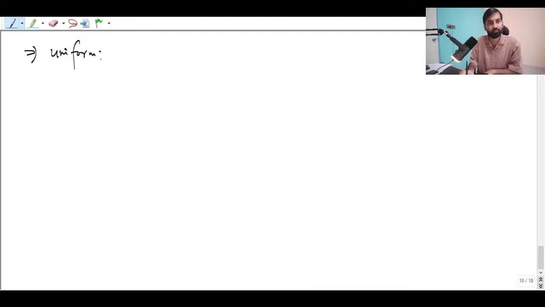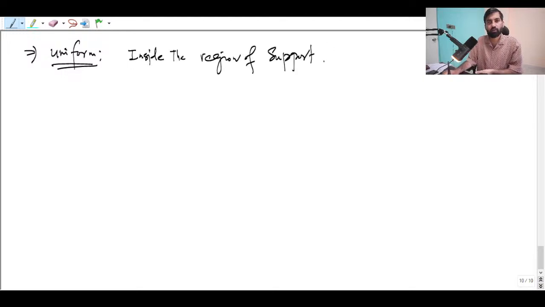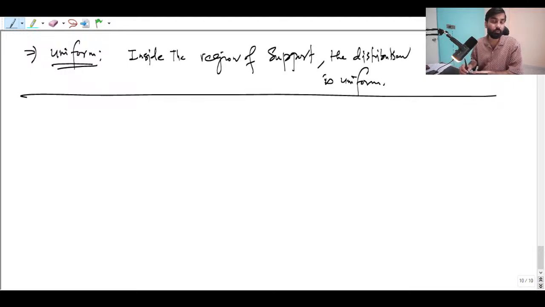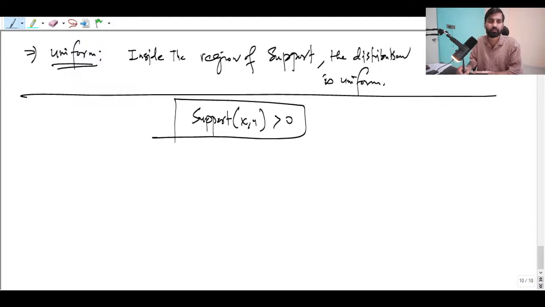यूनिफॉर्म को मतलब क्या है? Inside the region of support, the distribution is uniform. Okay, and the support must be always positive, right? Support ऐसा हम लिखते हैं, support x comma y must be greater than 0, guys. Support must be always positive, and this support is going to give you some kind of a picture, right? You have to draw the picture. आप picture सबसे पहले draw करोगे, ठीक है?